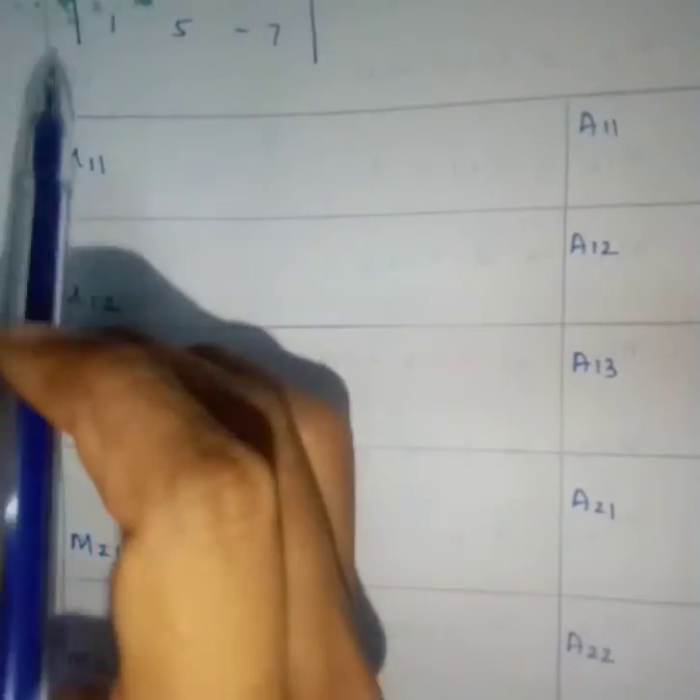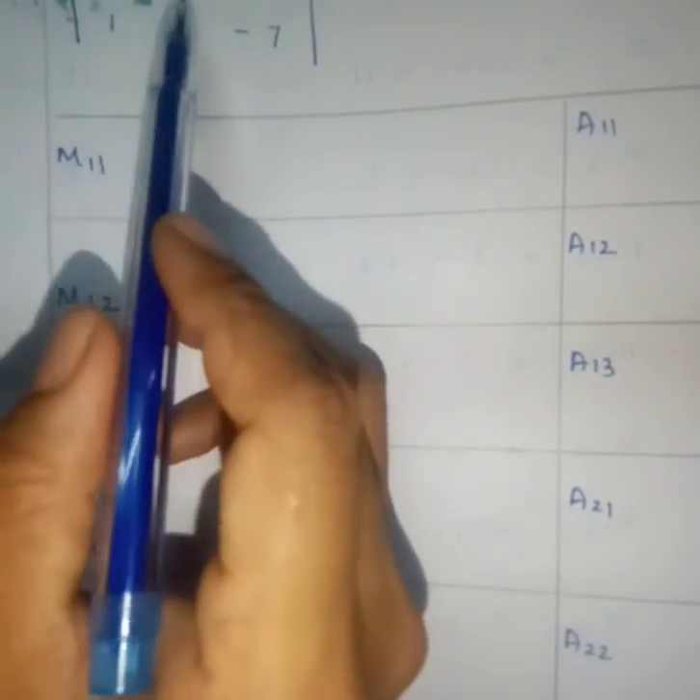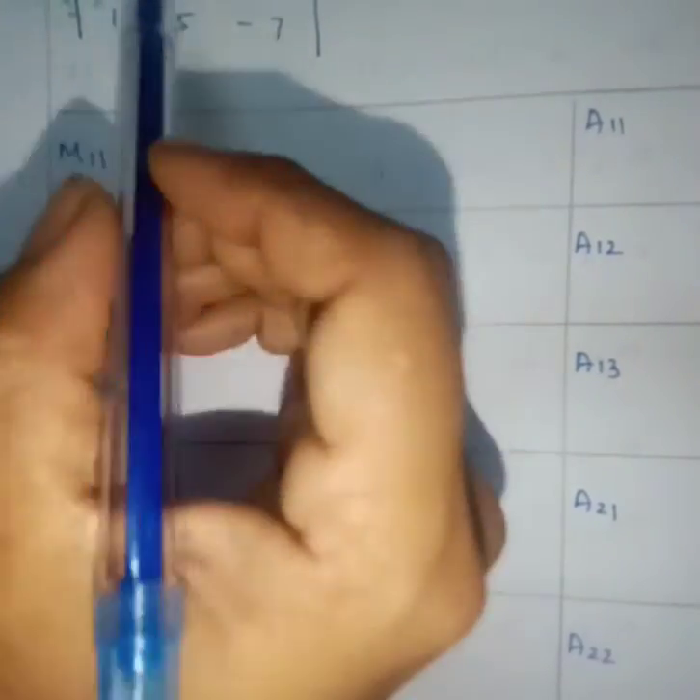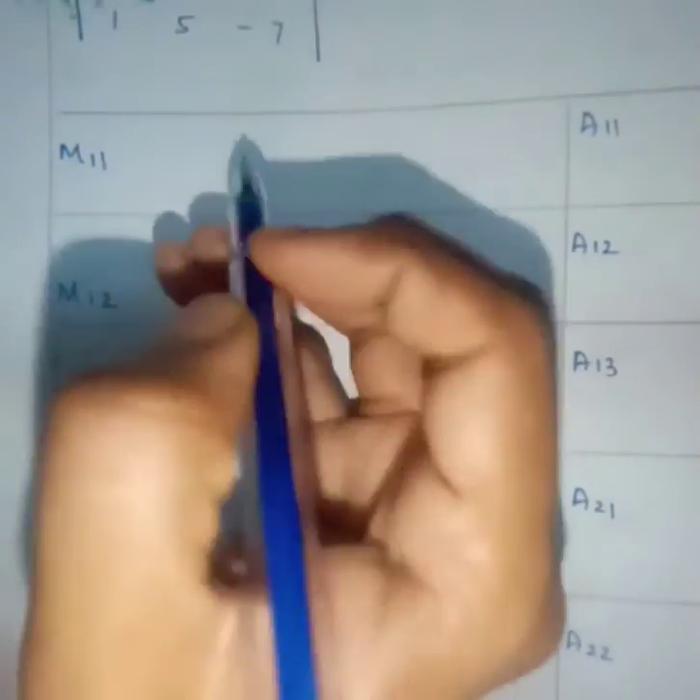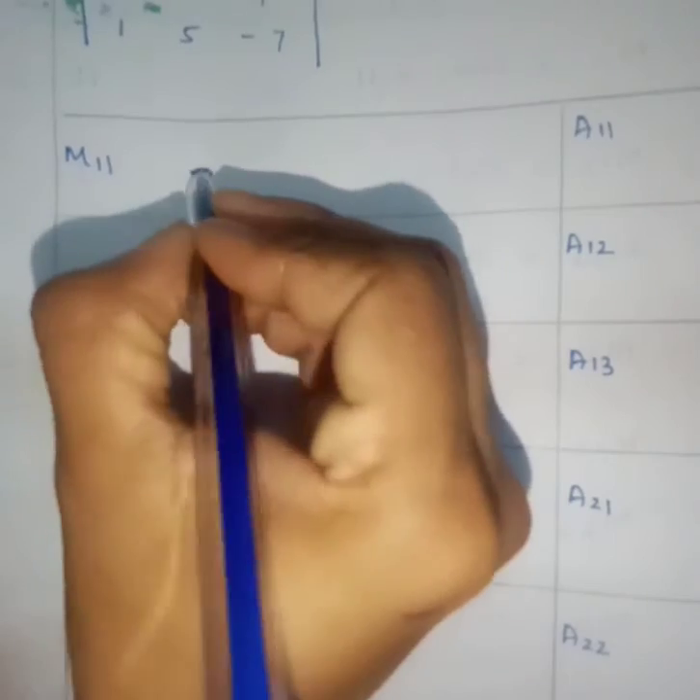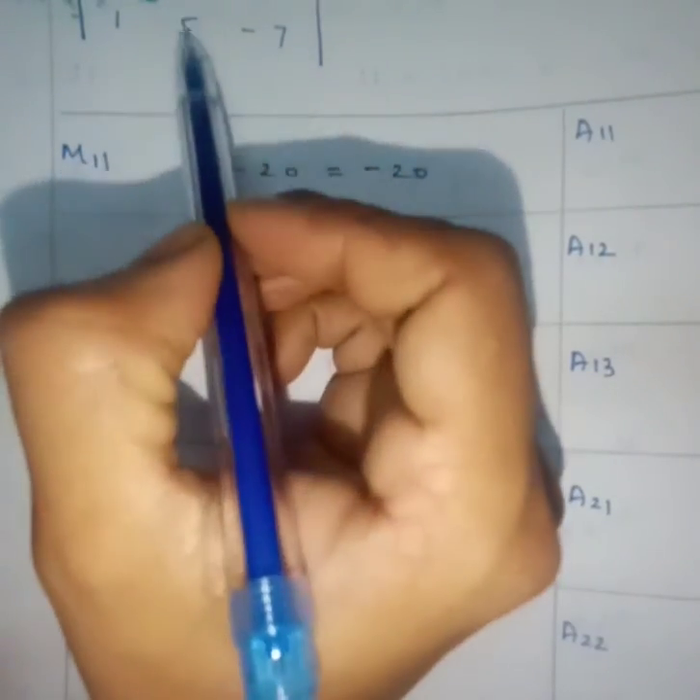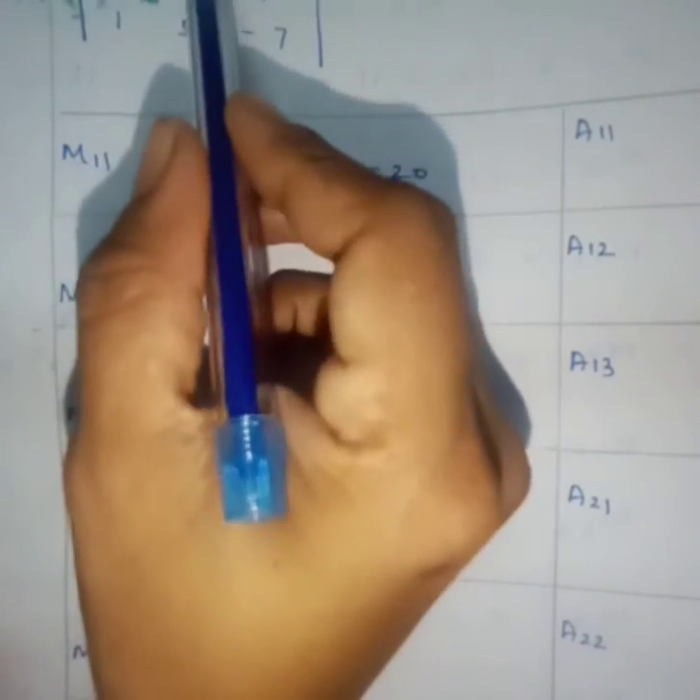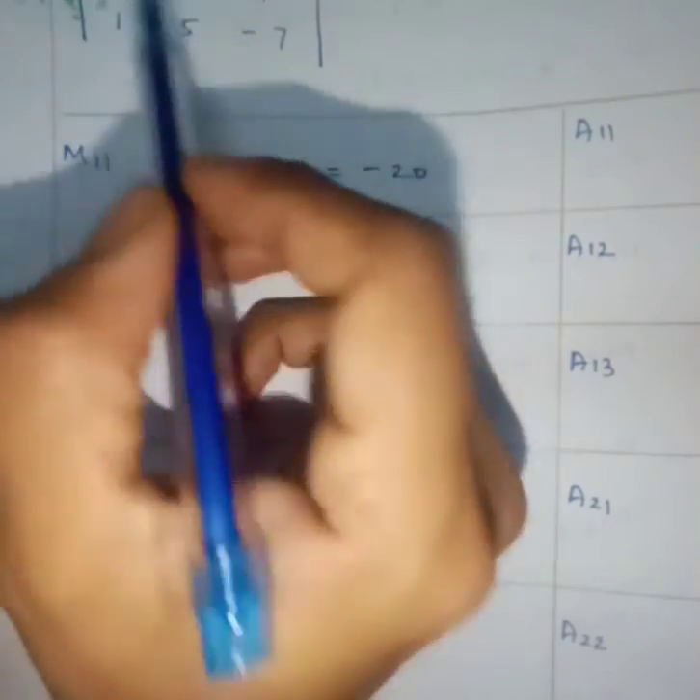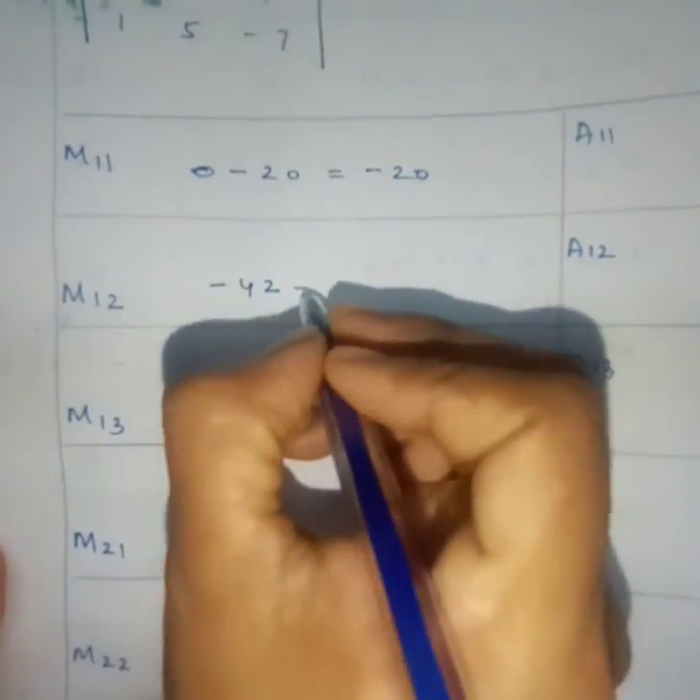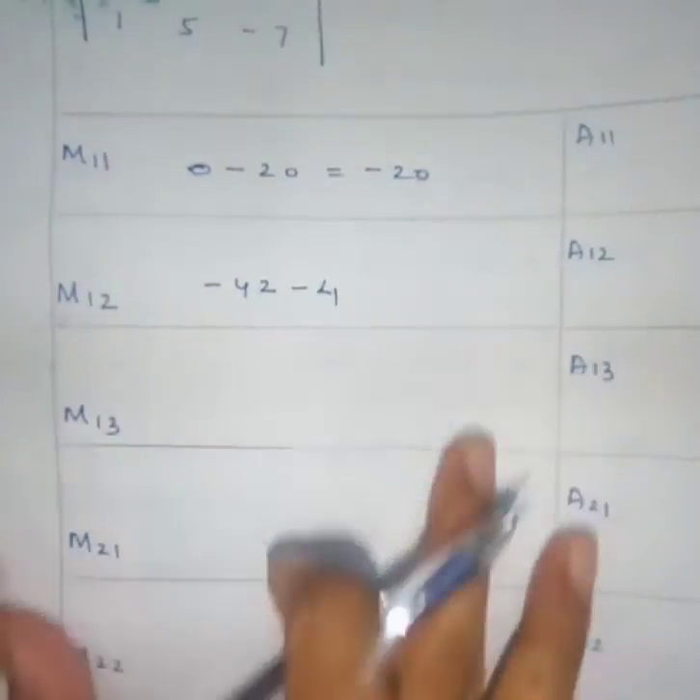This is the sum. This is 2, okay? 2 minus 3, 5, 6, 0, 4, 1, 5, minus 7. So M11 means you will cover this. So it will become 0 minus 20, which is equal to minus 20. 1, 2. So I will cover this. Okay, 1, 2. I will cover this. So minus 42, minus 4. Can you complete this sum?